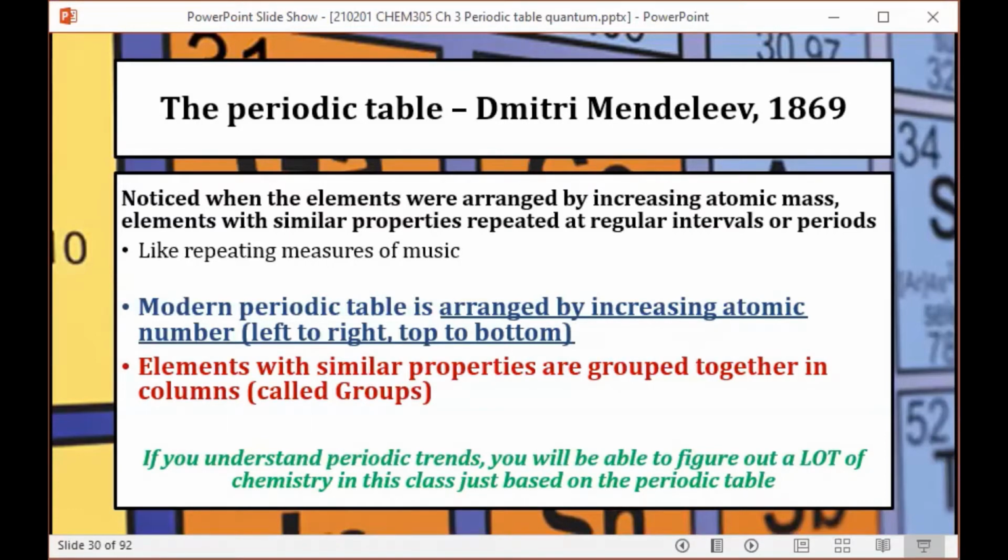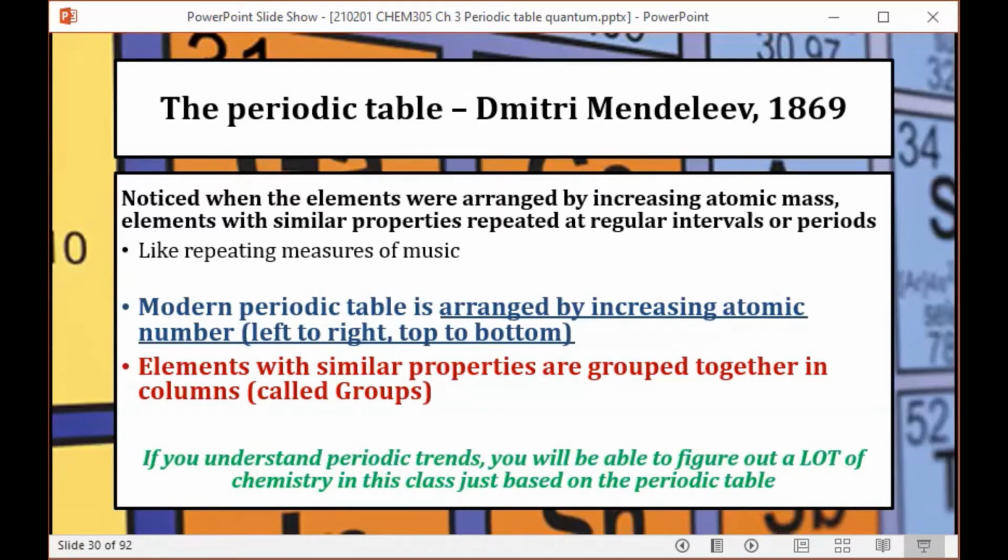And so our modern periodic table is arranged by increasing atomic number. So the smallest atomic number is in the upper left, and it goes from left to right and then top to bottom. So hydrogen is located in the upper left corner. It has an atomic number of 1.